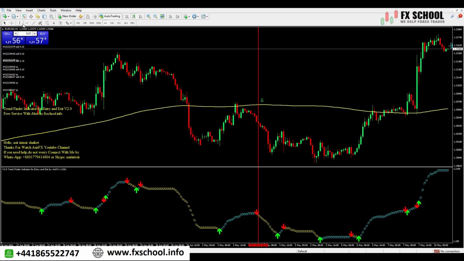Okay, and when you open a sell order, you have to set the take profit and stop loss, take profit 50 pips and stop loss 30 pips.